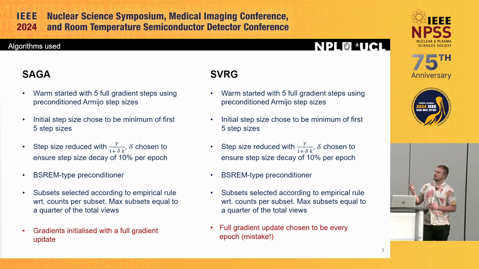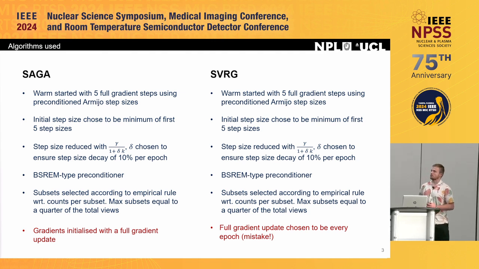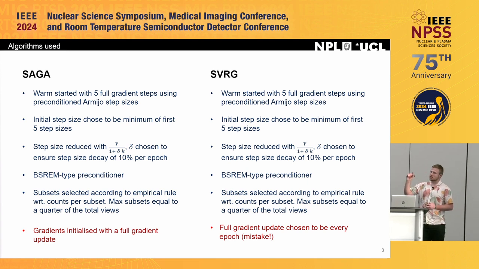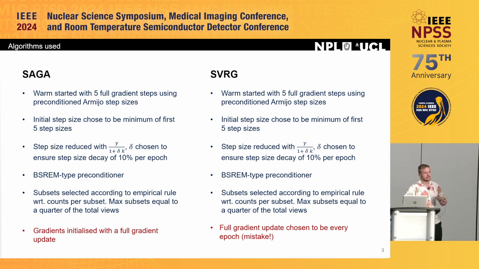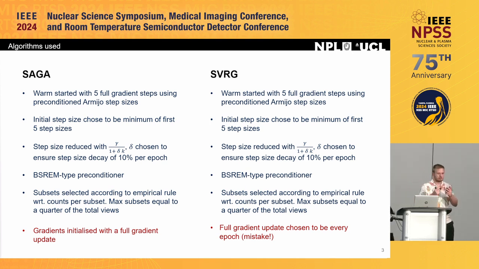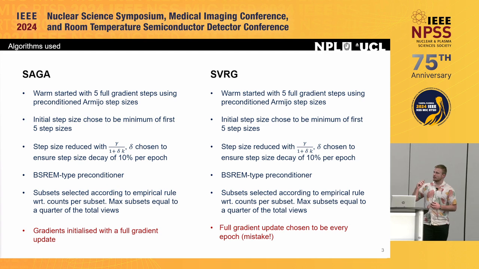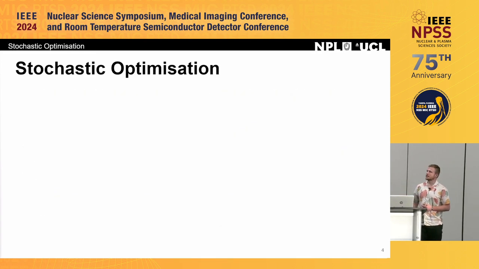So the only differences between the algorithms were obviously the way the algorithms work, but we initialized our SAGA with a full gradient update, and then SAGA, as you've heard, updates its gradients as it's going. And with SVRG, we updated the full gradient each epoch, which turned out to be a bit of a mistake.